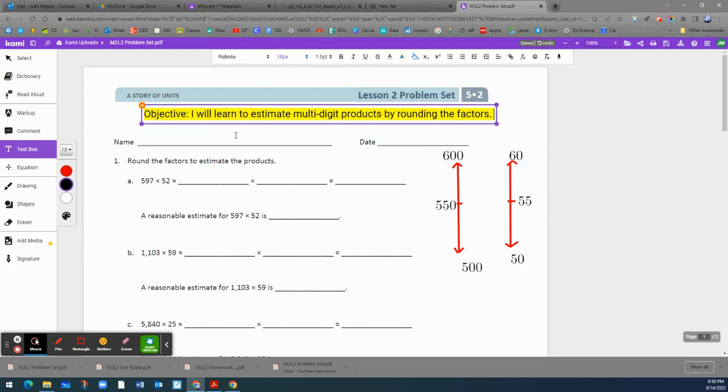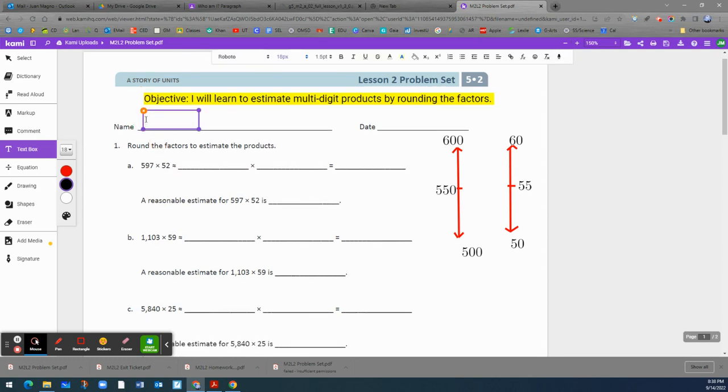It's Module 2, Lesson 2. And this one, the objective is you will say, I will learn to estimate multi-digit products by rounding the factors. Before I can start, make sure you write your name on your document when you begin working on it. And also, please write the date.